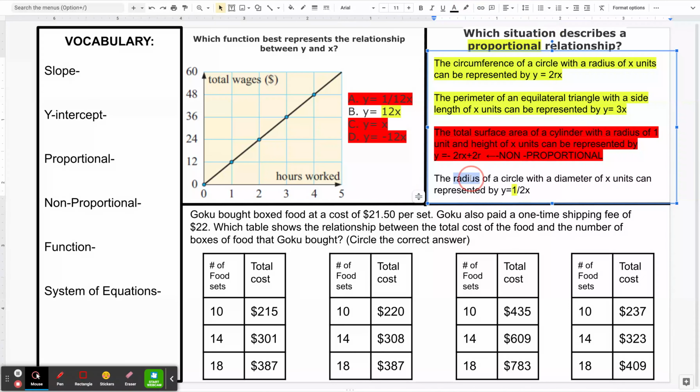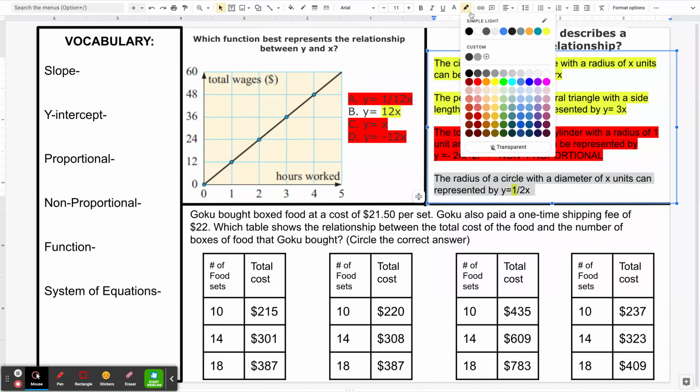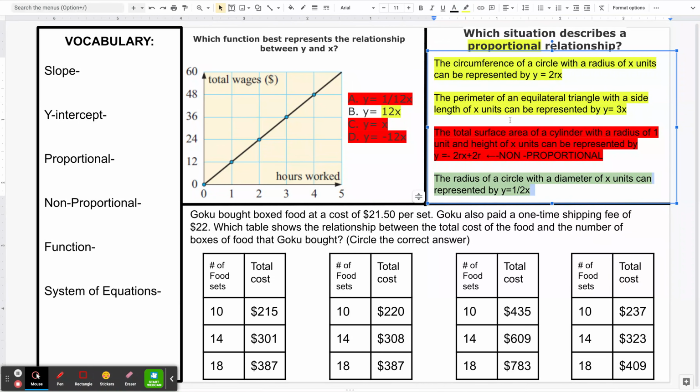A lot of you got hooked on the words radius and circumference and the perimeter, but it wasn't about any of that. Like we never talked to you about those things. We only talked to you about whether there's something after the X or not.